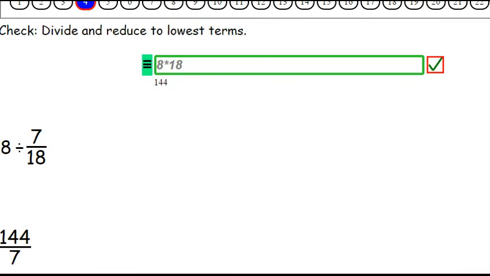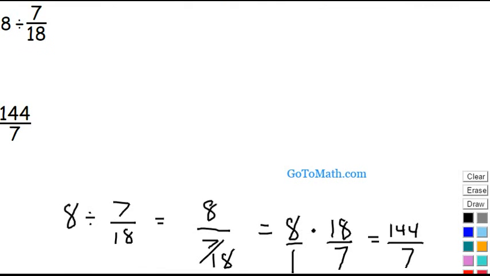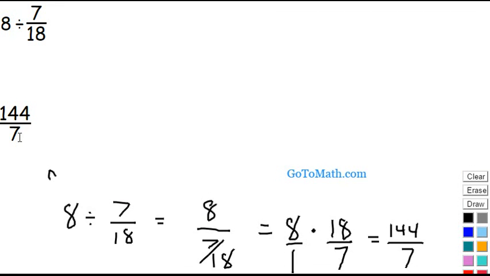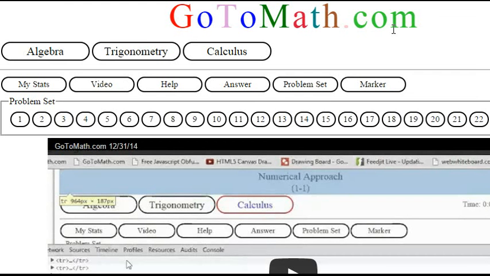Let's just click on the answer, and we get 144, as you can see over there. Whoops. Anyway, 144 over 7. So come on by, go to Math.com, check that out, and I'll see you later.